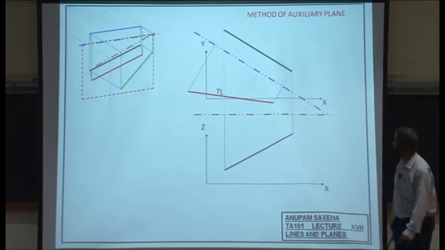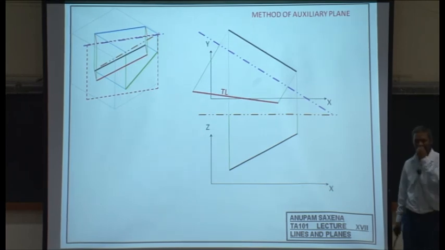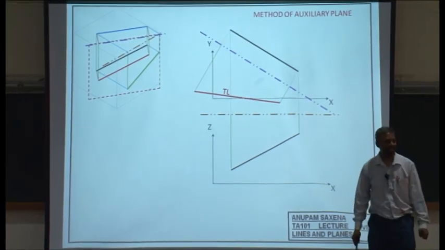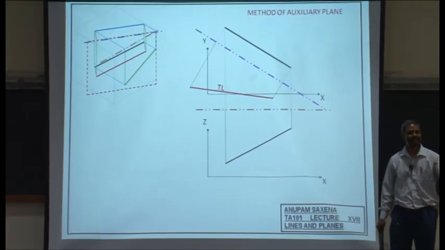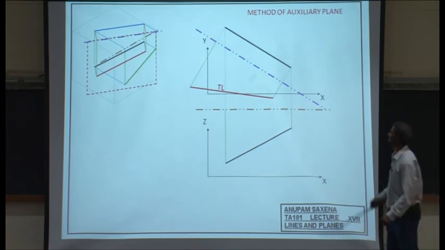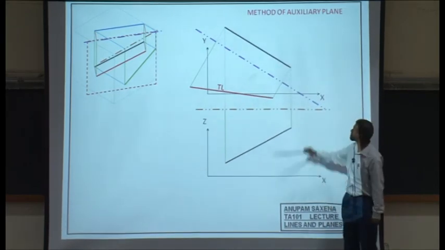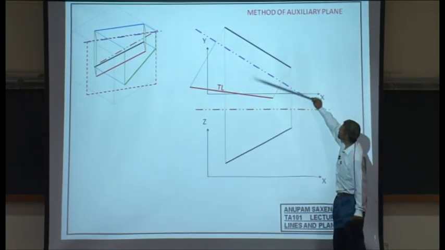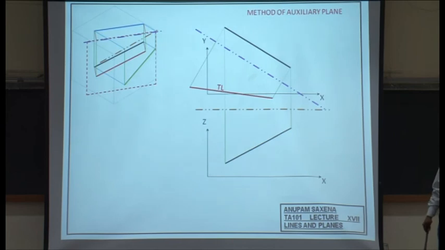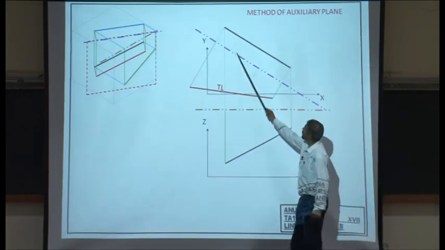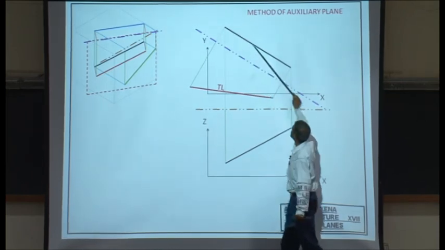Step number one: draw a hinge line which is parallel to the projection in the top view. It could be here, it could be here, it doesn't matter. Step number two: make projections perpendicular to this hinge line from both these points.